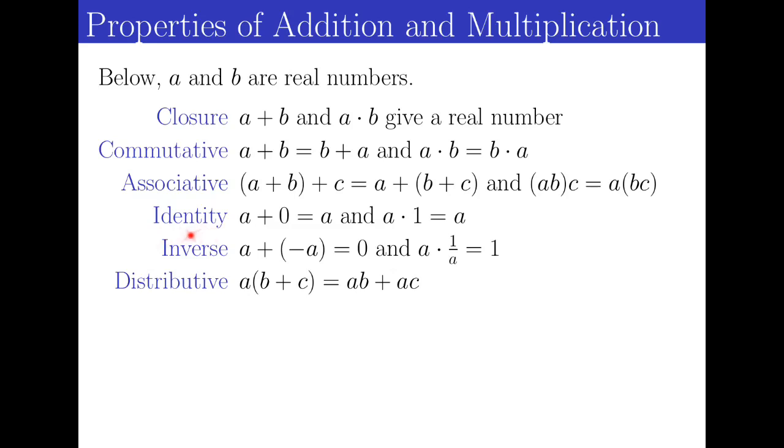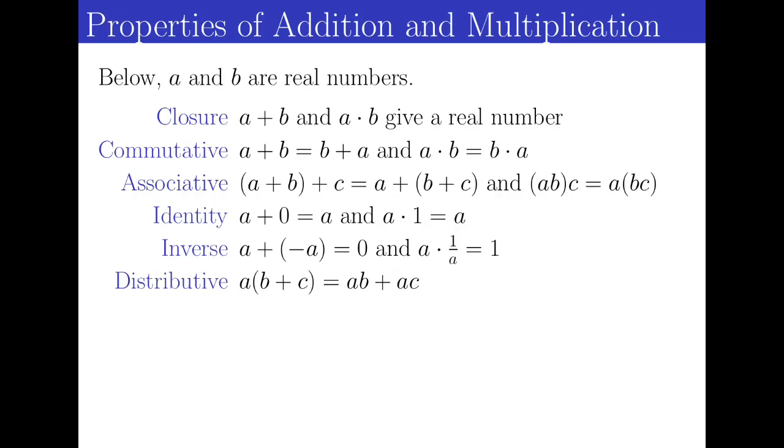The next property is the identity property. So for addition, if we take a number and add 0, we get that number. So it's the identity because it stays the same, right? It's got the same value, the same identity. But for multiplication, if we multiply something by 1, we get the same value.